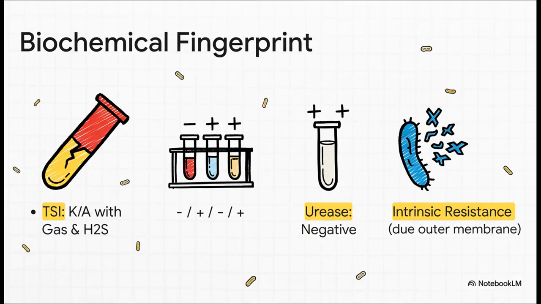To really nail the ID, of course we have to look at its biochemical fingerprint. Your TSI slant is going to give you that textbook alkaline over acid reaction with gas and H2S production. The IMViC tests help us separate it from its other enteric cousins, and it's urease negative. Now, an important point here is its intrinsic resistance. Remember, as a gram-negative, its outer membrane is like a brick wall for a big molecule like vancomycin. So seeing vancomycin resistance isn't some scary new trait. It's just basic microbiology. It's supposed to be there.